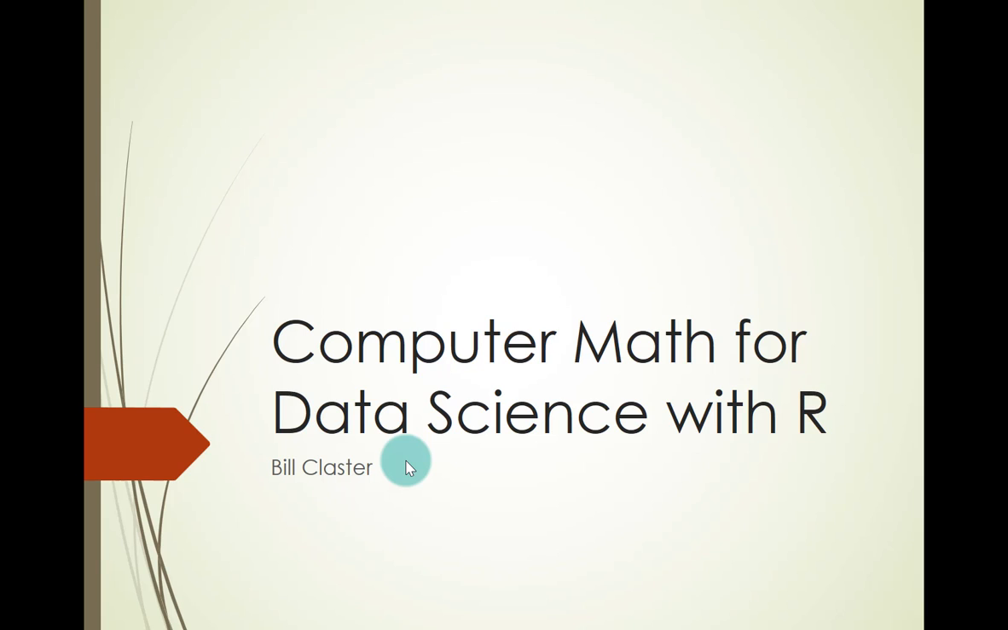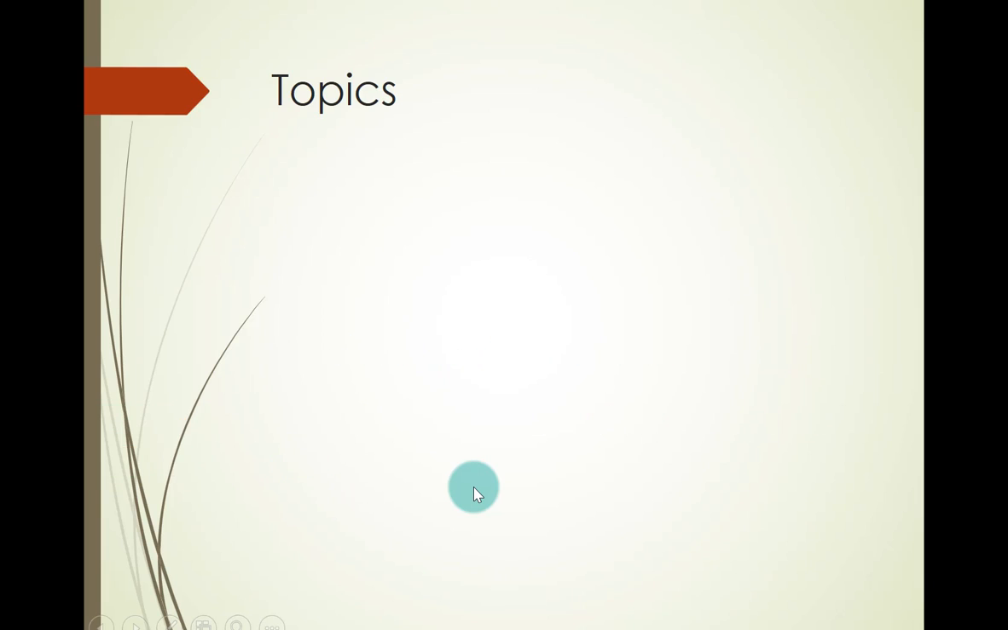Okay, so now we've covered the basics of R, and now we need to cover some basics of computer math with a focus on computer math necessary for data science. And we're going to do that with R as well. So the topics we will cover are sets, logic and truth tables, and probability.